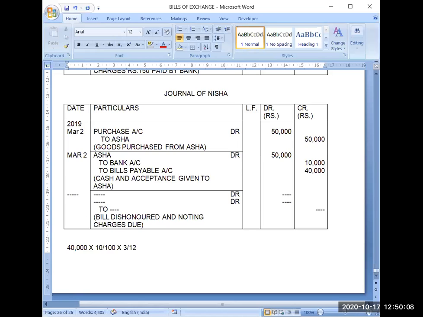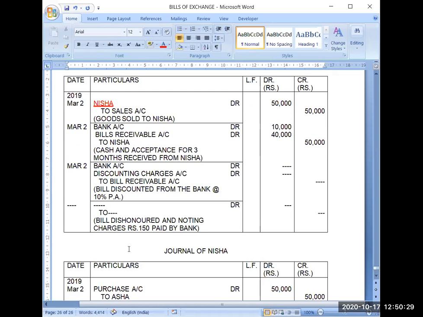4,000 multiplied by 3 upon 12, and then you can say it 4,000 divided by 4, because 3 upon 12 will become 1 upon 4. So that's why this amount will become 1,000. So means your discounting charges are 1,000.